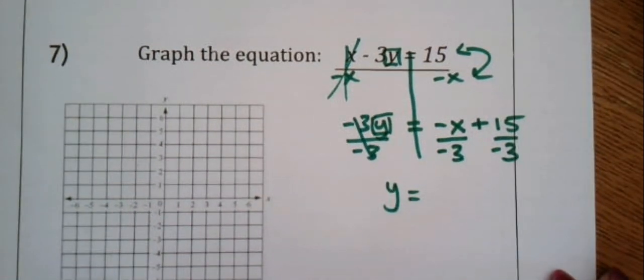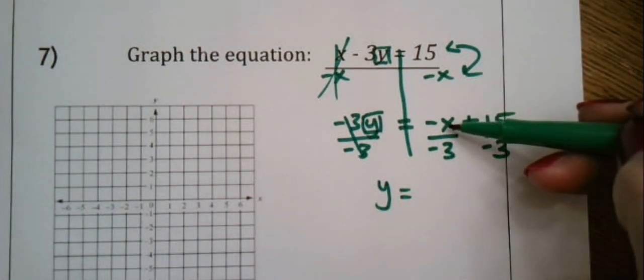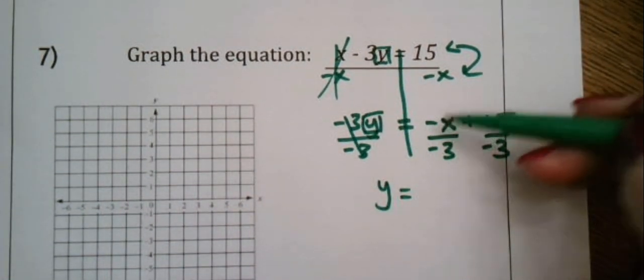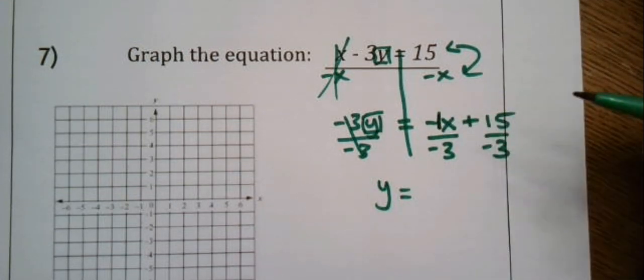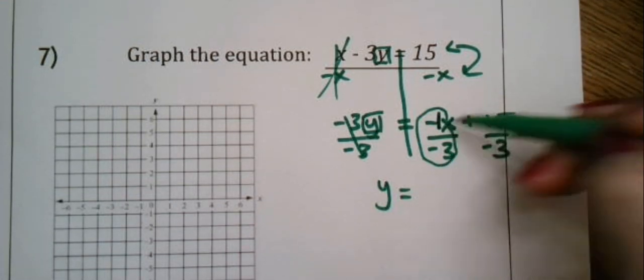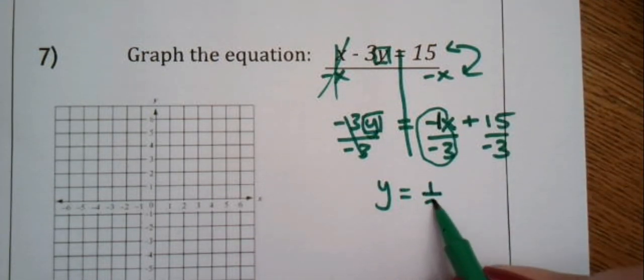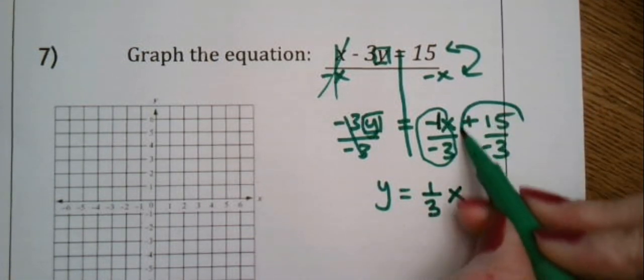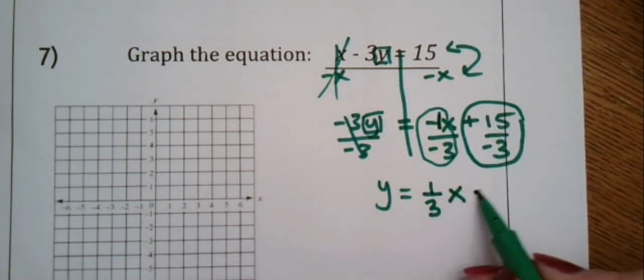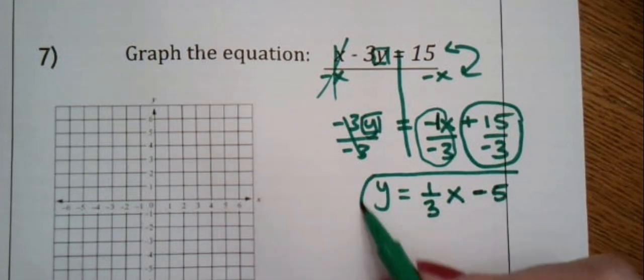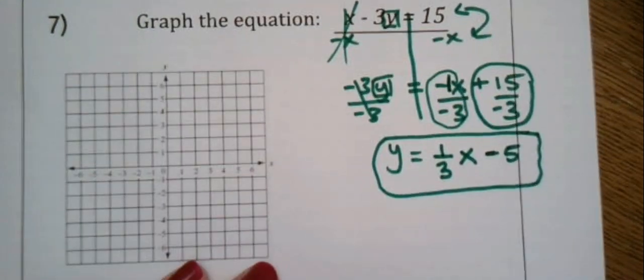Okay, this is a good one. There's an invisible number in front of this x. It's not just negative, it's -1. It might be helpful to put that. What's your slope going to be? -1 divided by -3, that makes a +1/3. Drop the x. Intercept. Signs disagree. Divide, -5. There we've got the equation of our line.